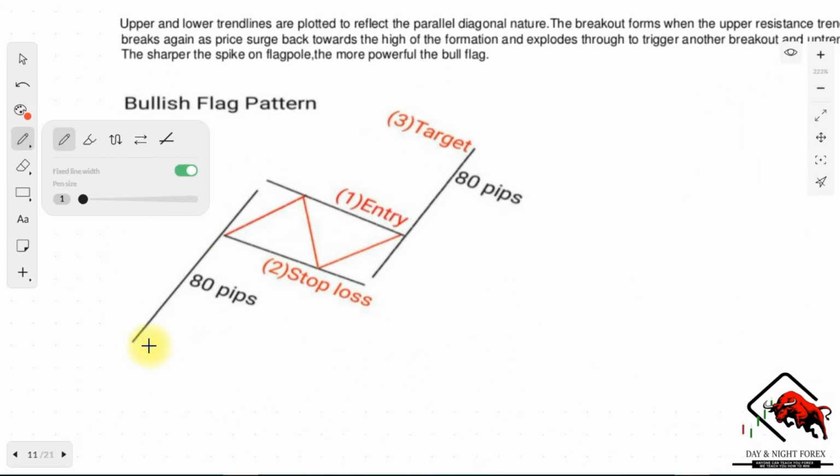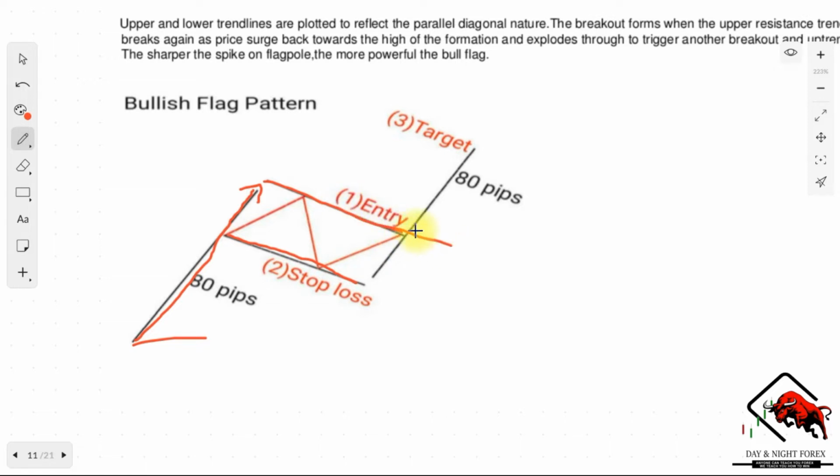To give you a clearer perspective on this pattern, this is how a bullish flag pattern actually looks. We have our movement here, at least an 80 pip movement upwards. This is the formation of the flag connected to the pole, and we have our support and our resistance, and the price basically bounces off here. So we have our first entry. This is where we're looking out for our first entry, just when it breaks out of that resistance and turns into support.